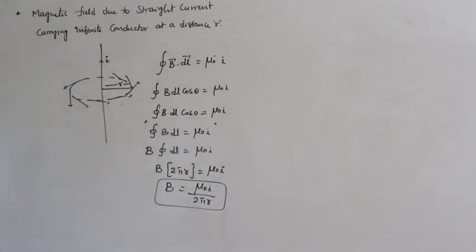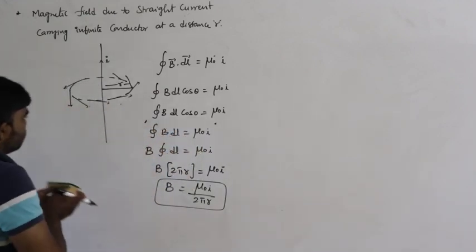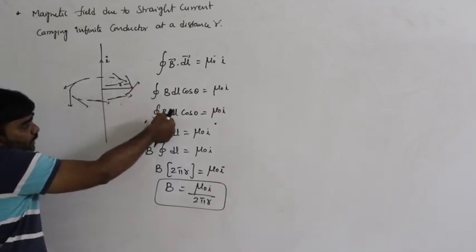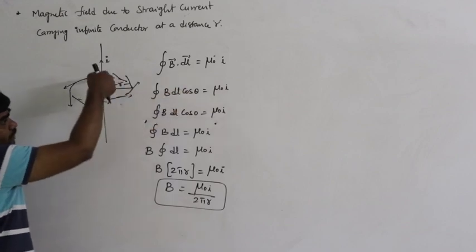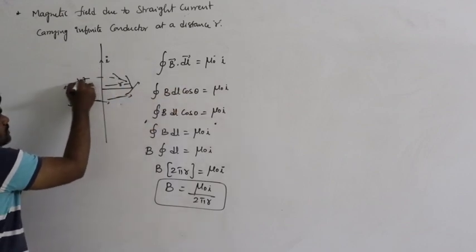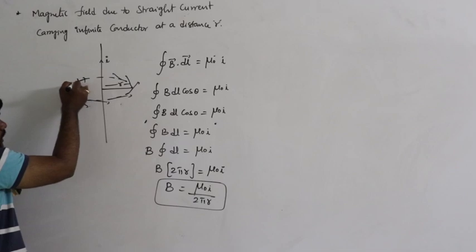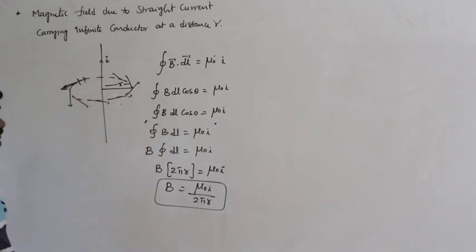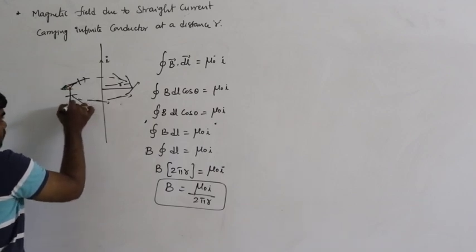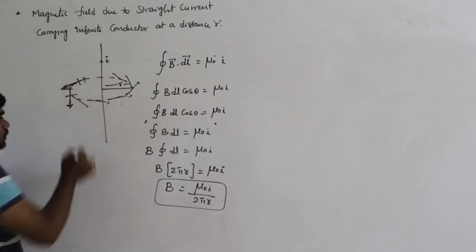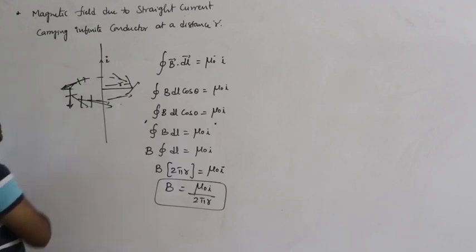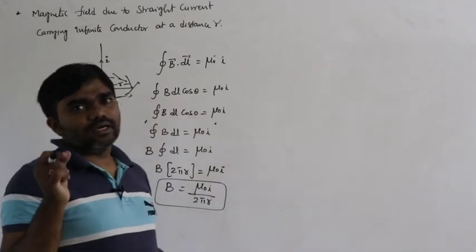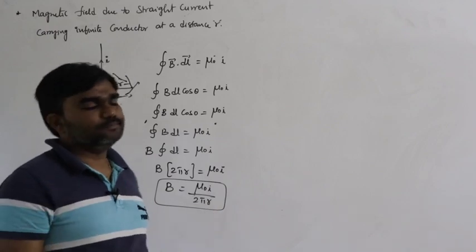Now, one more thing you have to remember is here B dl cos theta. Theta is the angle between B bar and dl bar. Here I have to consider dl bar. At this position, the direction of the magnetic field must be in the same direction as the length. So this is also the same. Here also the same. So that means at any instant, the angle between B bar and dl bar must be 0 here.